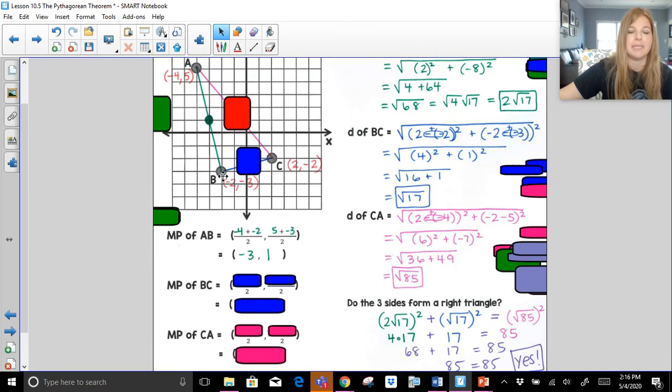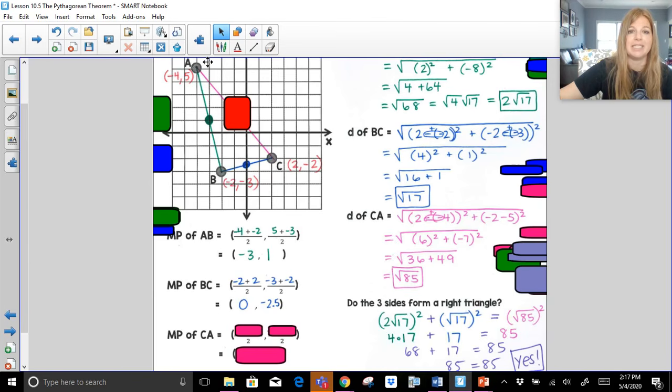Let's do the midpoint from B to C. So I go from B to C, I add the x's. That becomes 0 divided by 2 is 0. I add the y's. So negative 3 plus negative 2 is negative 5. Negative 5 divided by 2 is negative 2.5. And if I was to plot that point, this is my midpoint, 0, negative 2.5, it's directly in between those 2 points.